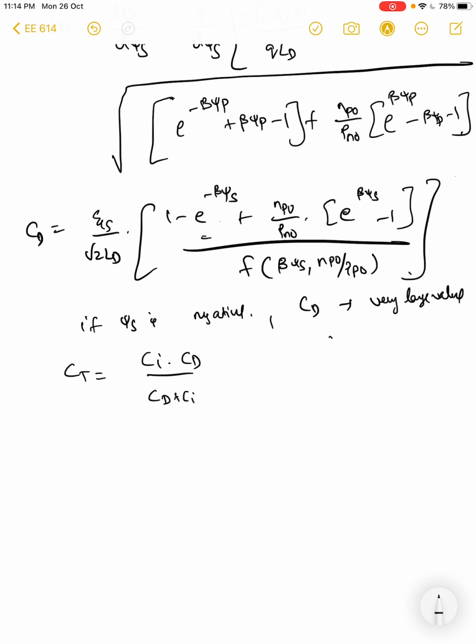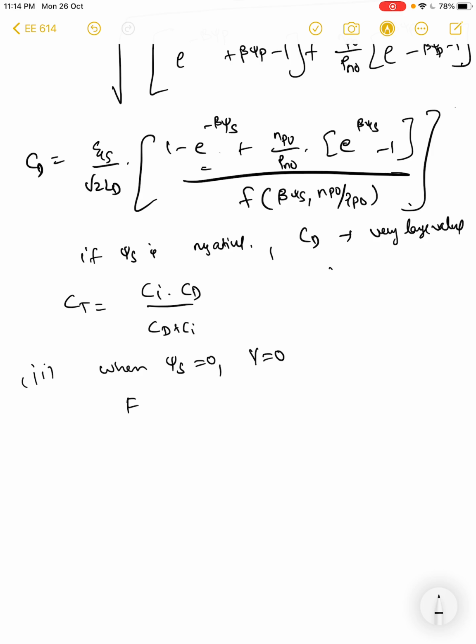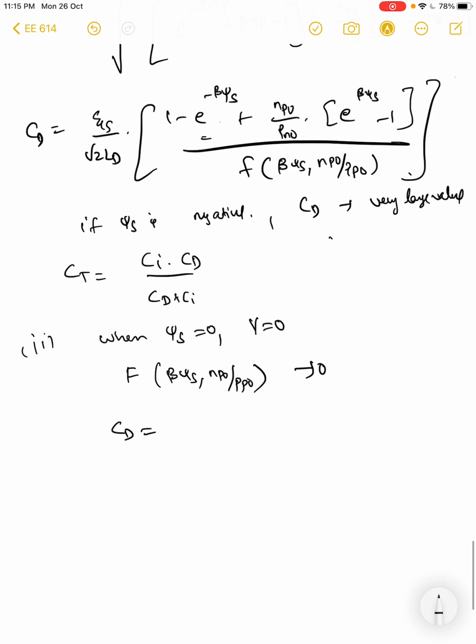let us take the second situation, when psi s is 0, V equal to 0, right? Under this situation you can see that the f function, which is beta psi s np naught by pp naught, will tend to 0. But then to actually resolve this you have to use the L'Hopital rule, and then if you substitute the exponent in the Taylor series, you can see that CD will drop to what is called epsilon s by LD, which is called the flat band capacitance.